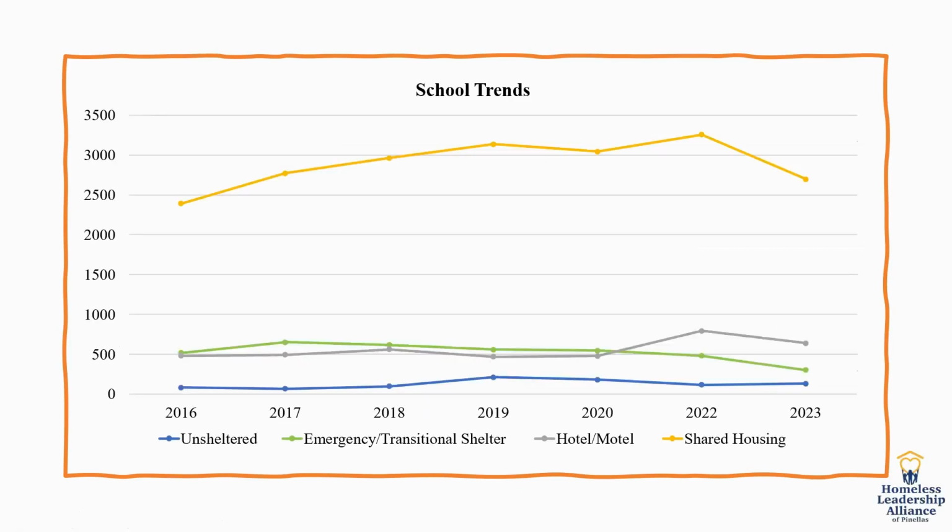We can see the trends have remained relatively stable across time, slightly upward with the shared housing, and then a decrease in 2023. At the peak, 2022 was around the highest count, but it has started to trend downward. Next slide.